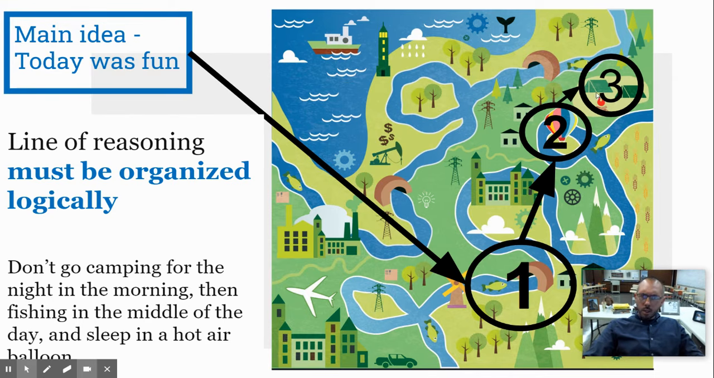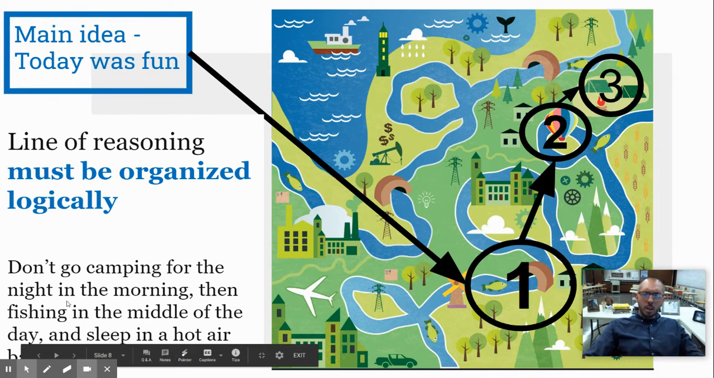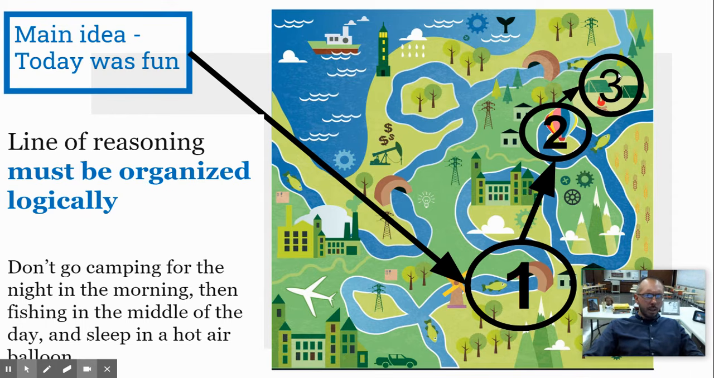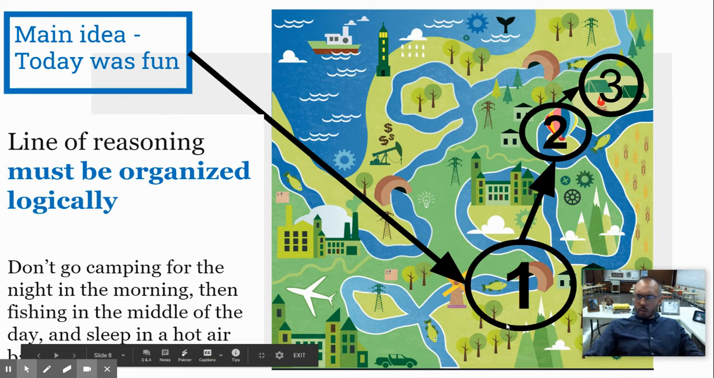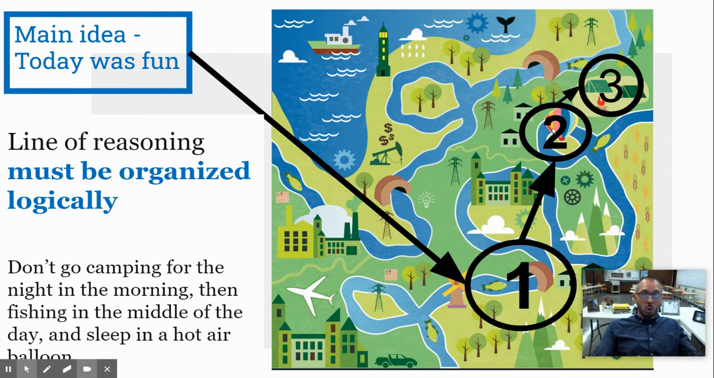I wouldn't go ahead and start my day with a campfire in the morning and then go over to fish in the middle of the day when all the fish were asleep and I wouldn't get any good fishing in, and then end my day asleep on a hot air balloon. That would not be a logical ordering of these claims. It'd be the same claims, but by jumbling it up, I have now ruined my line of reasoning.